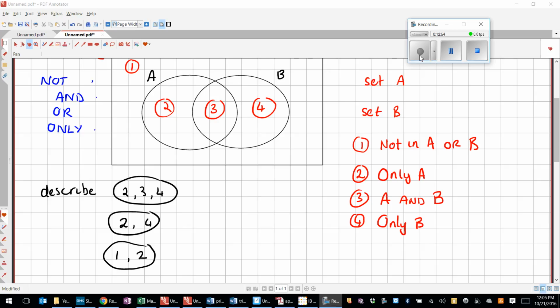That's because eventually you're going to have to shade regions when they're described to you like this, but they won't be done in words, they'll be done in symbols. So we need to start thinking of them in this way. If I said shade in what you would be allowed if you were allowed set A or set B or both, you would shade in all 3 of those regions.